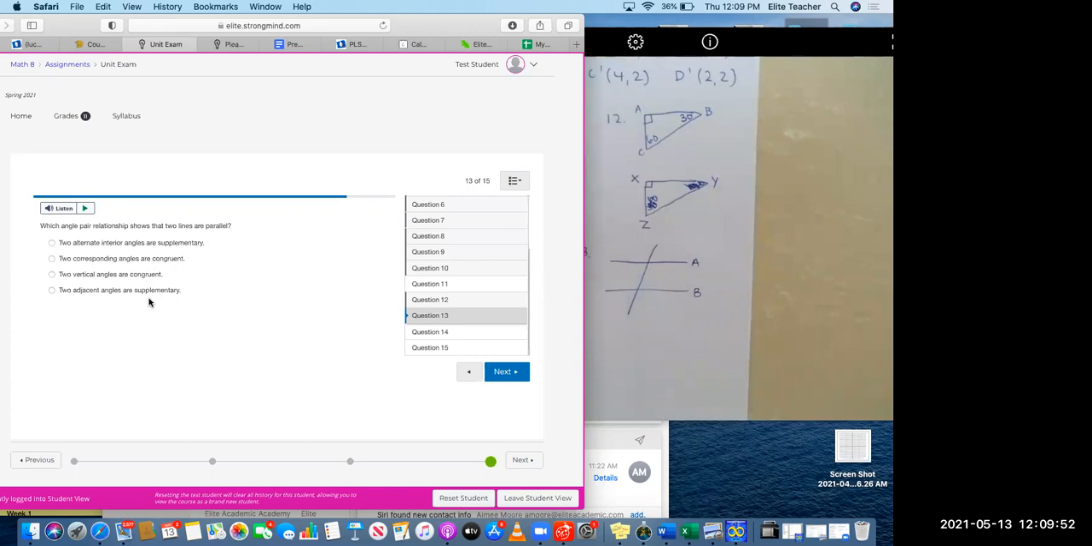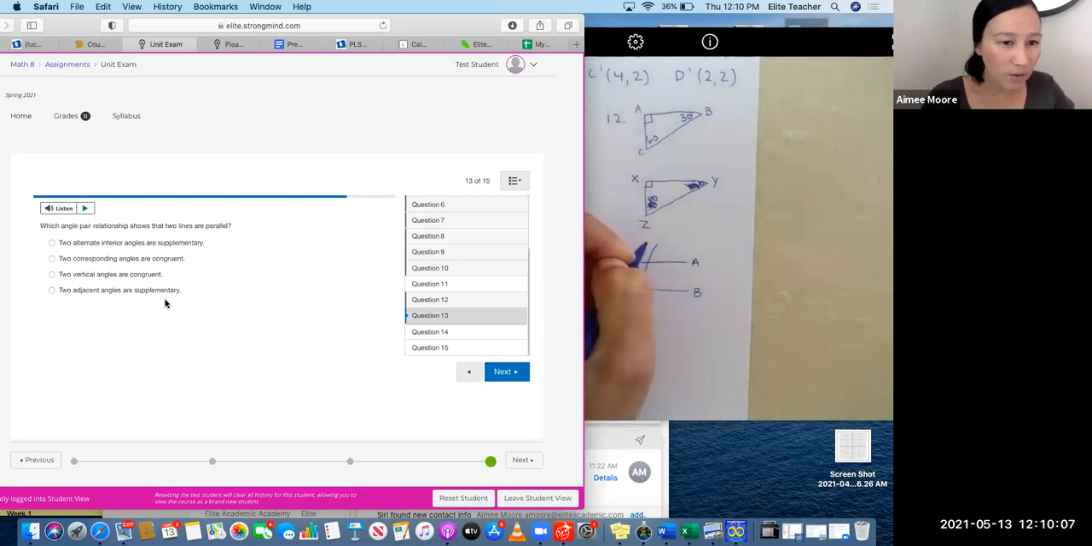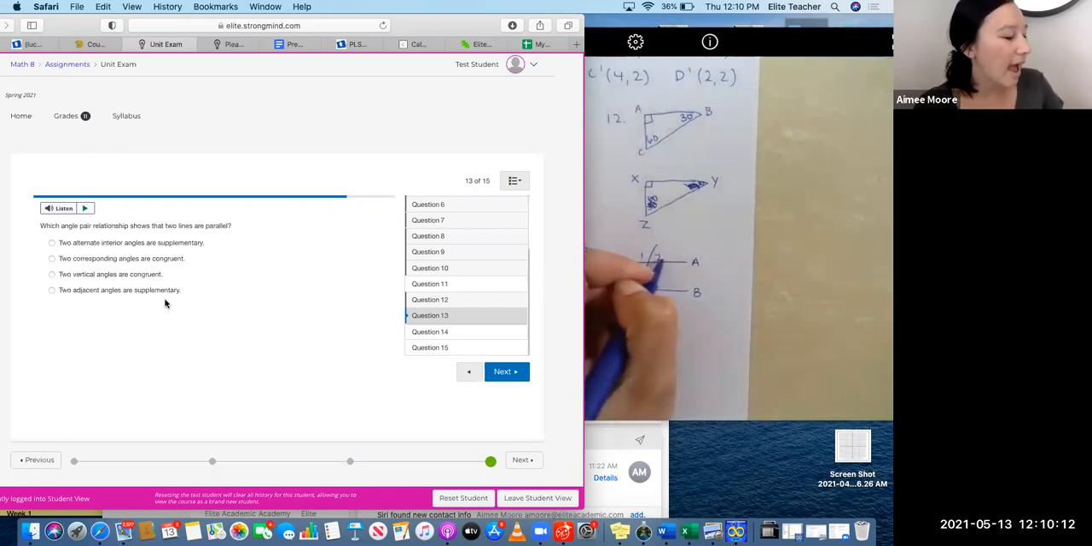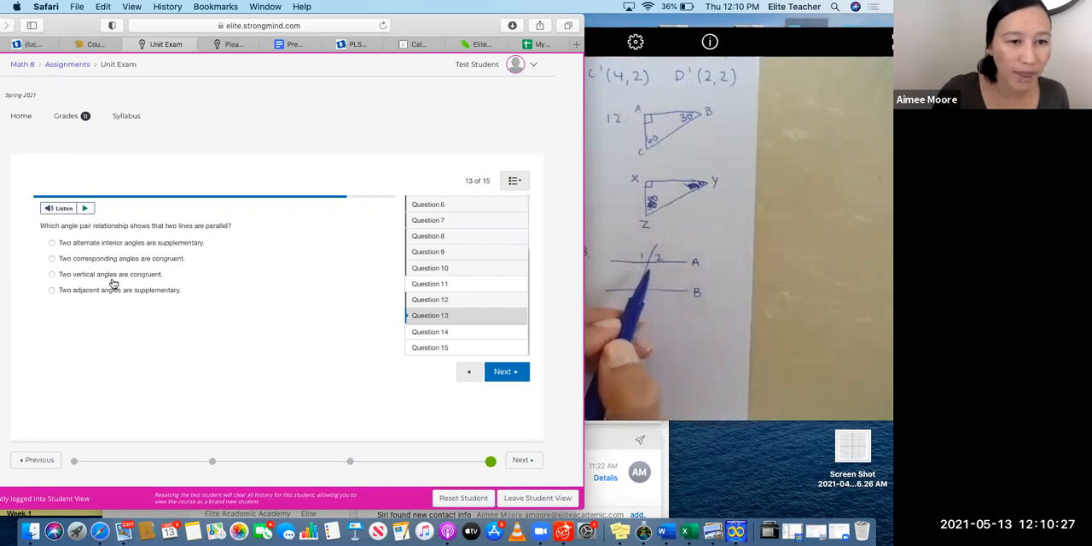I'm not sure what supplementary means. Could you explain it? Sure, yes. Supplementary means that the 2 angles add up to 180 degrees. So say 2 adjacent angles are supplementary, say this angle 1 and angle 2, that they add up to 180 degrees. Would that show that A and B are parallel? It doesn't help us, right? Because it doesn't show us anything for B. So we can rule that one out.